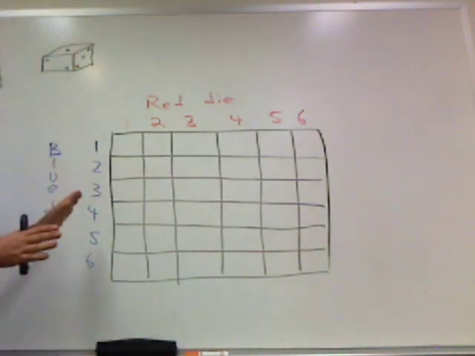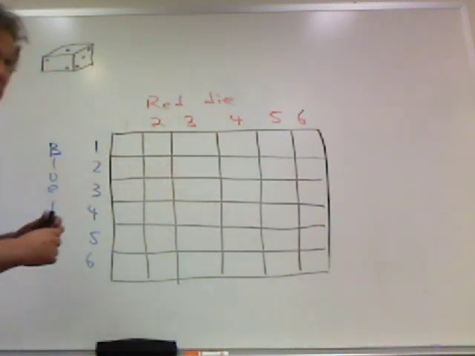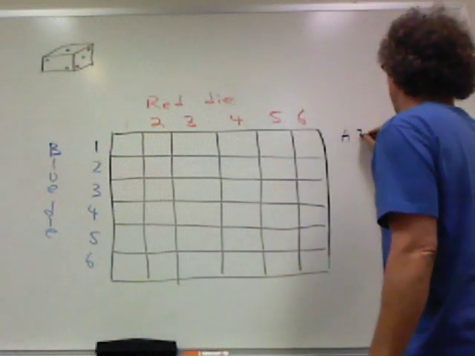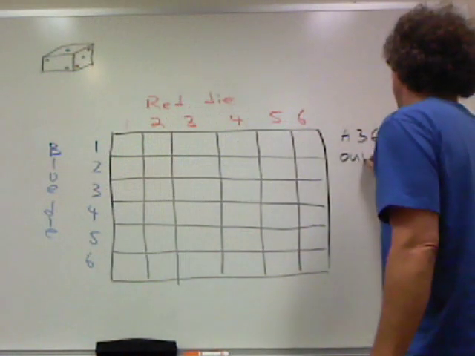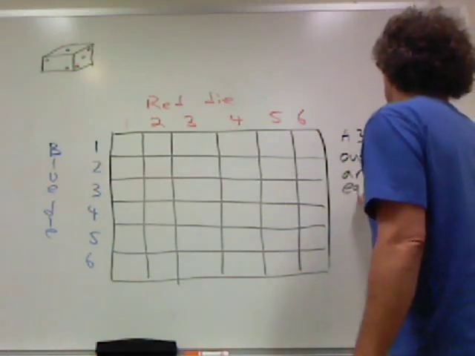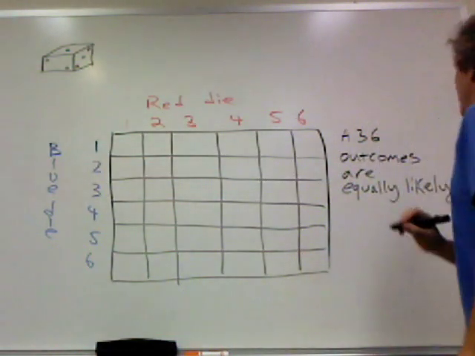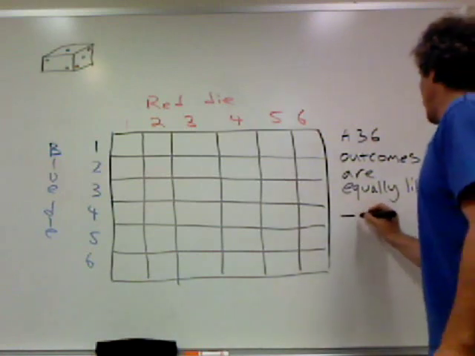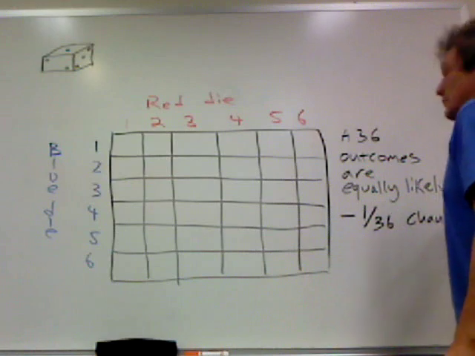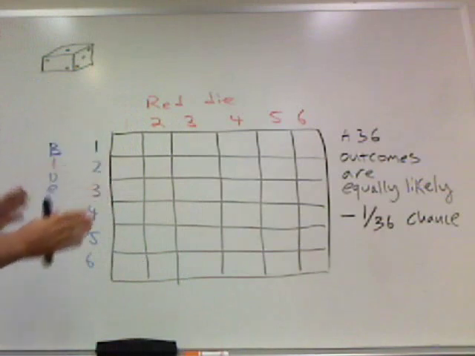And what I'm going to assert to you is that all of these cells, all 36 outcomes, are equally likely. And that's so important that I'm going to write it down. So all 36 outcomes are equally likely. Okay? And that means each one has a chance of 1 in 36 of happening. Each of those cells. What's really important is that that's the basis for everything we're going to be doing.